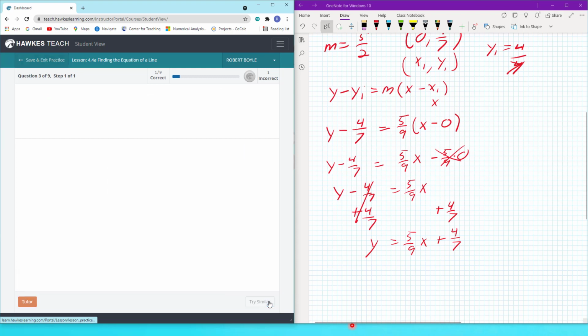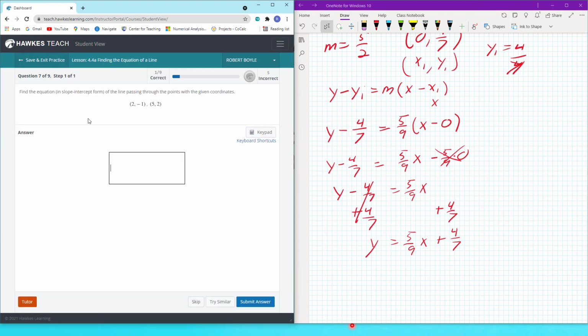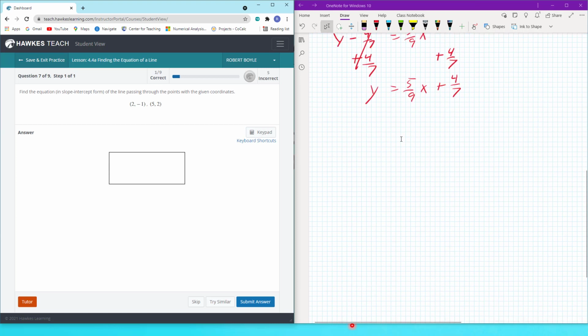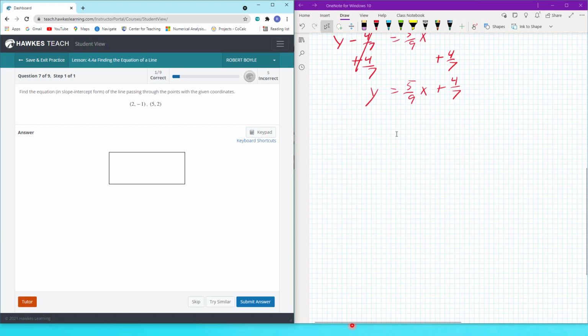Okay, so let's see what other type of problems we have here. Okay, so here is a problem where we are given 2 points and we need to find the equation for that particular line. It says find the equation, once again, in slope-intercept form of the line passing through these points with the given coordinates. Okay, so the first thing we need to do is find the equivalent equation in point slope form. So let's start off with our points. We have 2 comma minus 1, 5 comma 2. Those are our 2 points. The line passes through those 2 points.